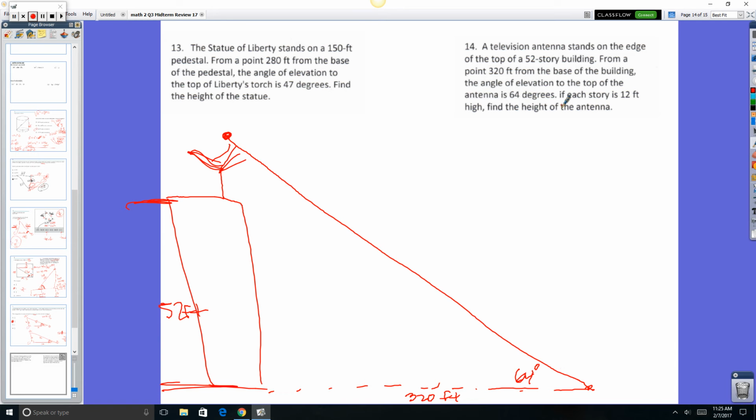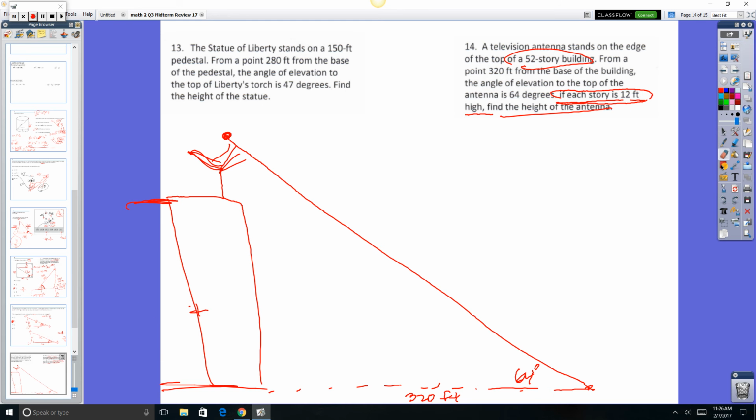And then each story is 12 feet high. Find the height of the antenna. Now, this just might be extra information. This might not even really tie into the problem. I don't know if we need to know each story is 12 feet, because we know already the height of the building. The height of the building, oh no, 52 story. Alright, so we do need that. So it's not 52 feet.